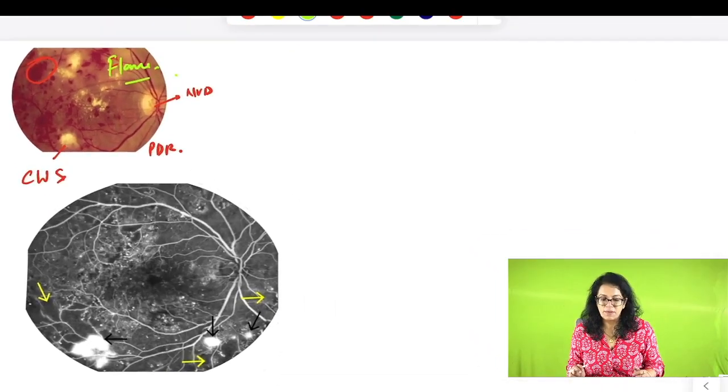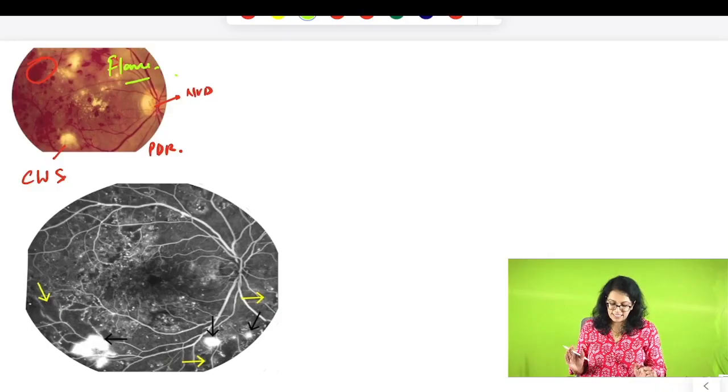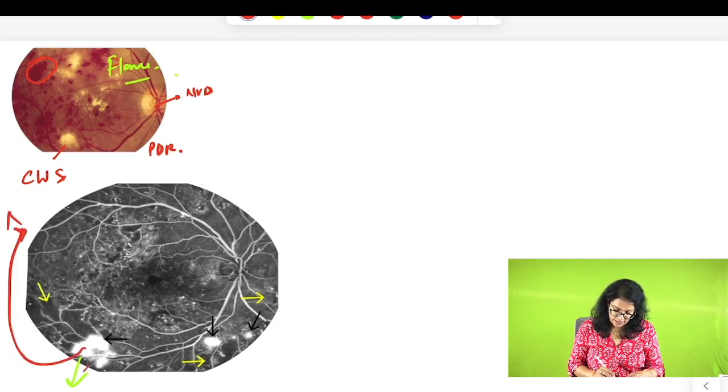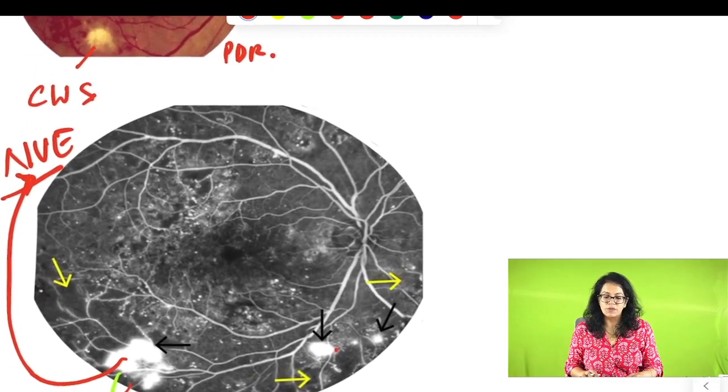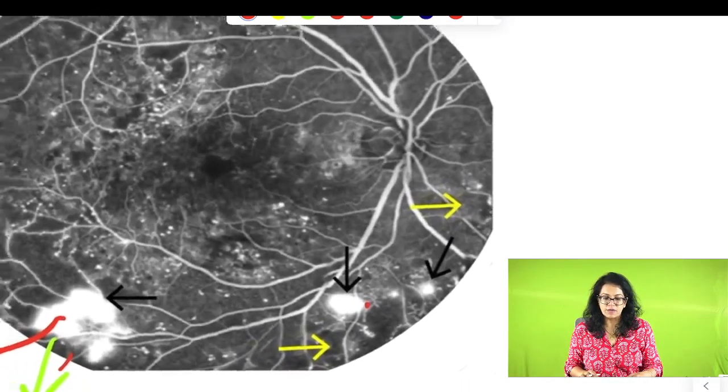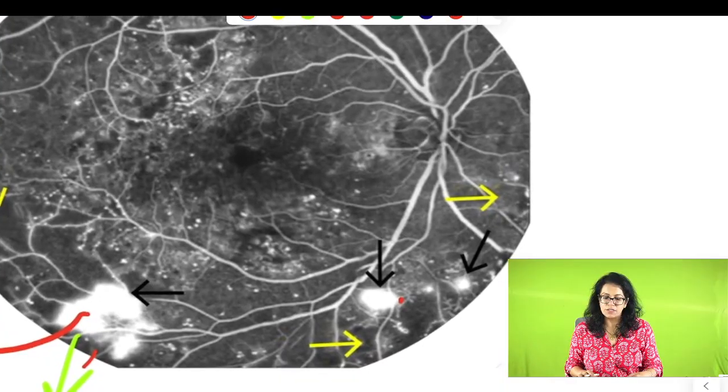So this was about your different stages. What are you looking at here? This is again an angiography. This is the tuft of blood vessel. What do you call this? These are neovascularization, NVE. All this stuff is here also. All these black arrows which you are able to see are indicating your neovascular tuft. Can you make it out? These black arrows, yes, this is all neovascular.